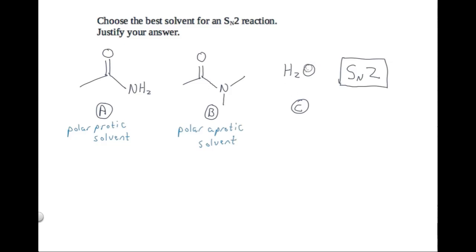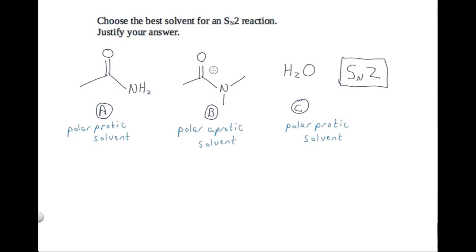And this contains two OH bonds, so this is a polar protic solvent. Notice that this is another solvent that we did not see in our earlier chart. This is not one of the solvents from our chart, but we can still recognize that it's polar aprotic because it contains no OH or NH bonds.